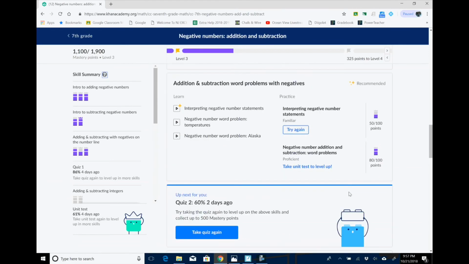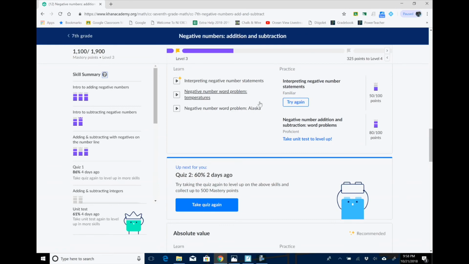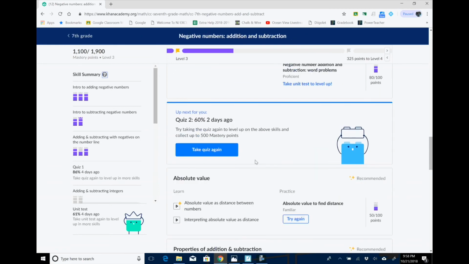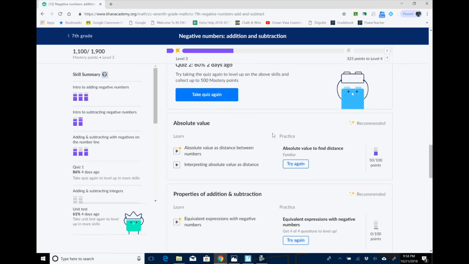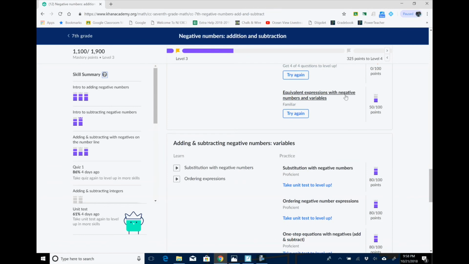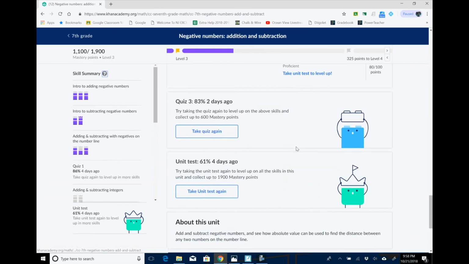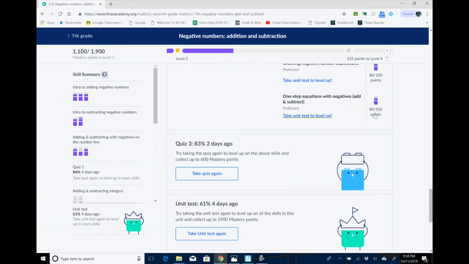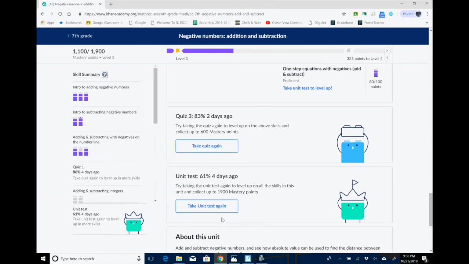All right, keep going down in the topic we're in, which currently is negative numbers addition and subtraction. Try to get 100%. Keep working, keep going. All right, do your best so you can find what skills are right for you. Remember, let's say you did great on equivalent expressions with negative numbers and variables, but somebody else didn't. Why should you be working on the same thing? It's okay to be working on different things in my class, different skills within the same topic. And ultimately, when you get all your 80 out of 100 points, you want to take the unit test and level up to master.